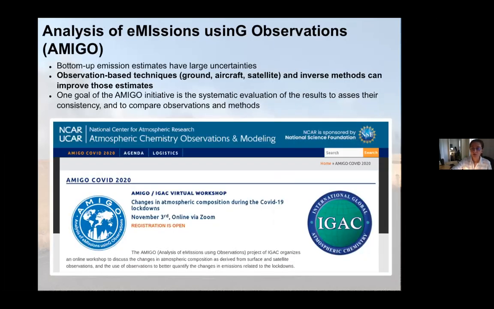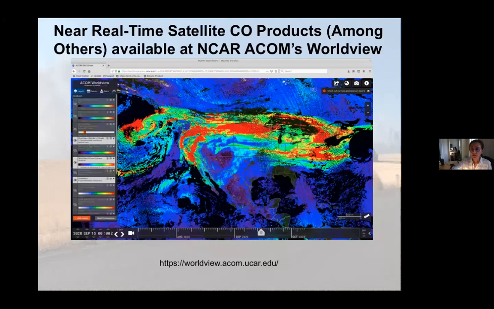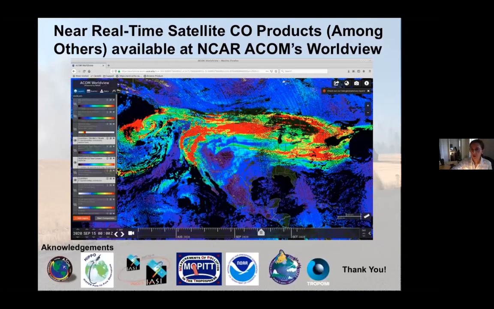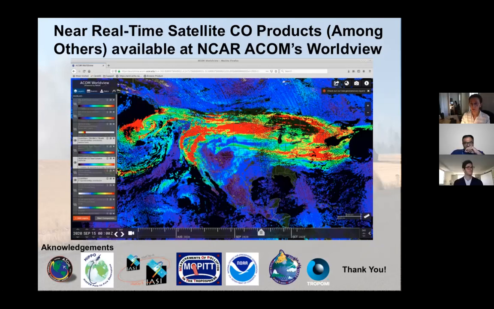Give a shout to this conference from the Amigo group, who are interested in using satellite data to improve emission inventories. And I leave you with this map of CO from TROPOMI over the States from a couple of weeks ago that you can see at the ACOM Worldview, which is a wonderful tool, publicly available. And then just say thank you to all of these wonderful teams, in particular to the MOPITT NCAR team and to our friends in Canada. And many, many thanks to you.